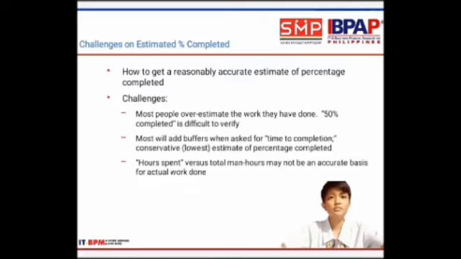Challenge on estimated percent completed. How to get a reasonably accurate estimate of percentage completed. Challenges: most people overestimate the work they have done. 50% completed is difficult to verify. Most will add buffers when asked for time to completion. Conservative: lowest estimate of percentage completed. Hours spent versus total man-hours may not be an accurate basis for actual work done.